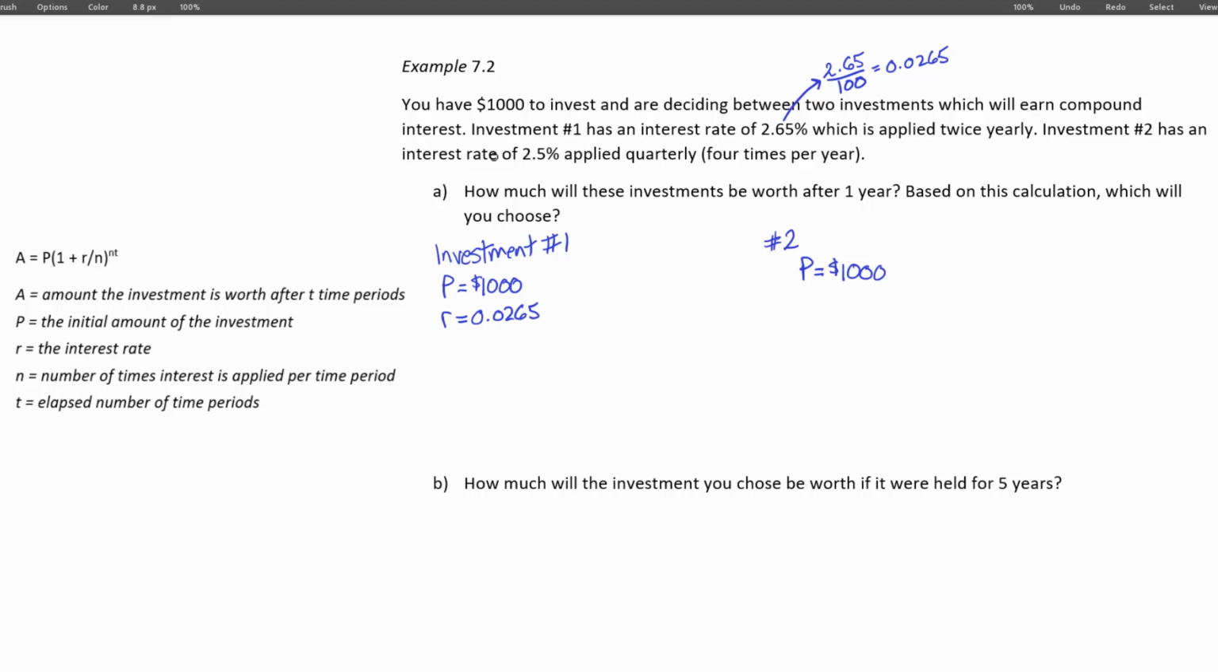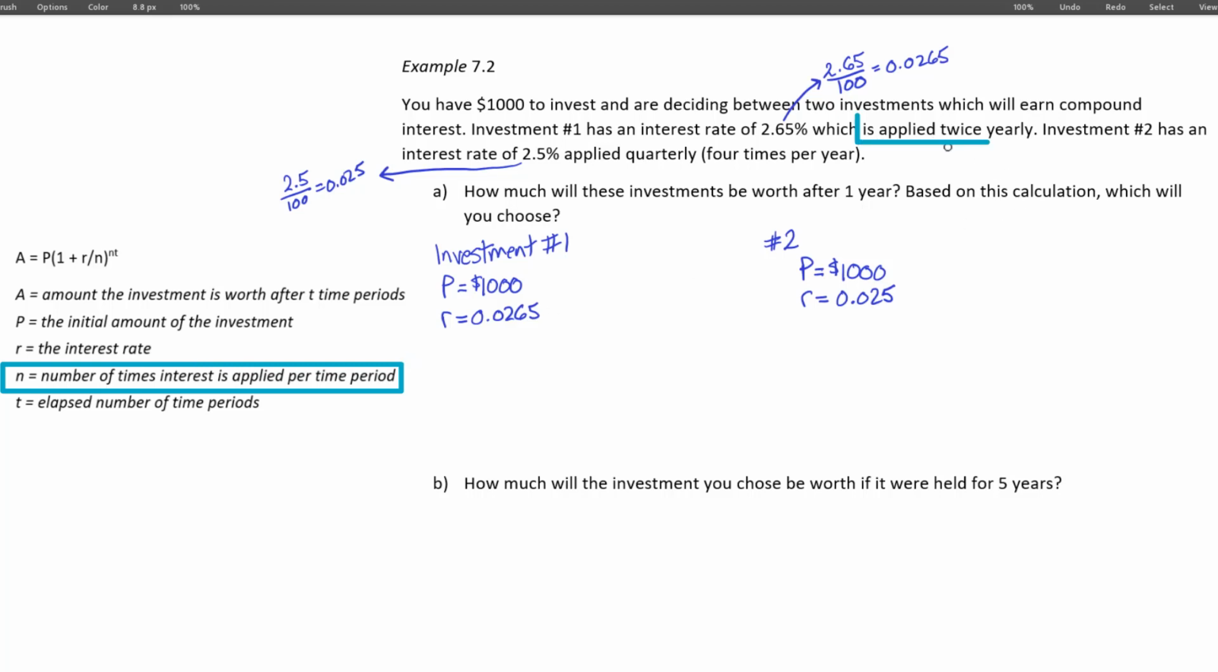Investment number 2 has an interest rate of 2.5%. 2.5% would be 2.5 divided by 100, which equals 0.025. So for investment number 2, we're going to plug in an interest rate of 0.025. Notice what I'm doing is just taking the decimal in the percentage and moving it 2 to the left, filling in with zeros. So 2.5%, moving the decimal 1, 2 to the left, fill in that 0 in the empty spot, becomes 0.025. The number of times interest is applied per time period differs between the investments.